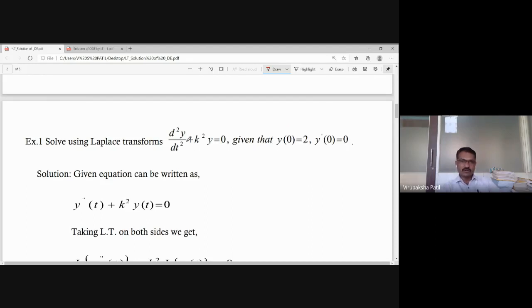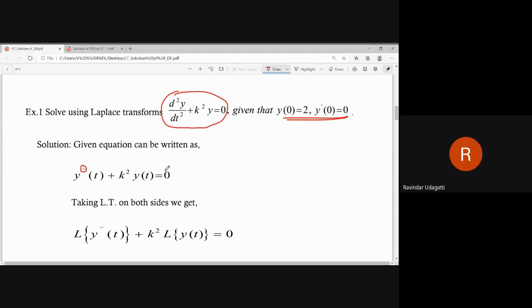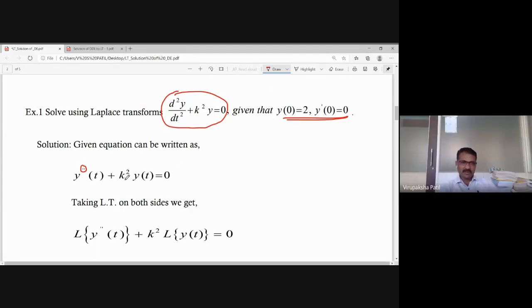Now as usual, this given equation, don't worry about this, we will use this later. This given equation can be written as d square y by dt square. Let us write this as y double dash of t plus k square into y of t is equal to 0. Since y is also a function of t, we write it that way. This is a homogeneous differential equation.